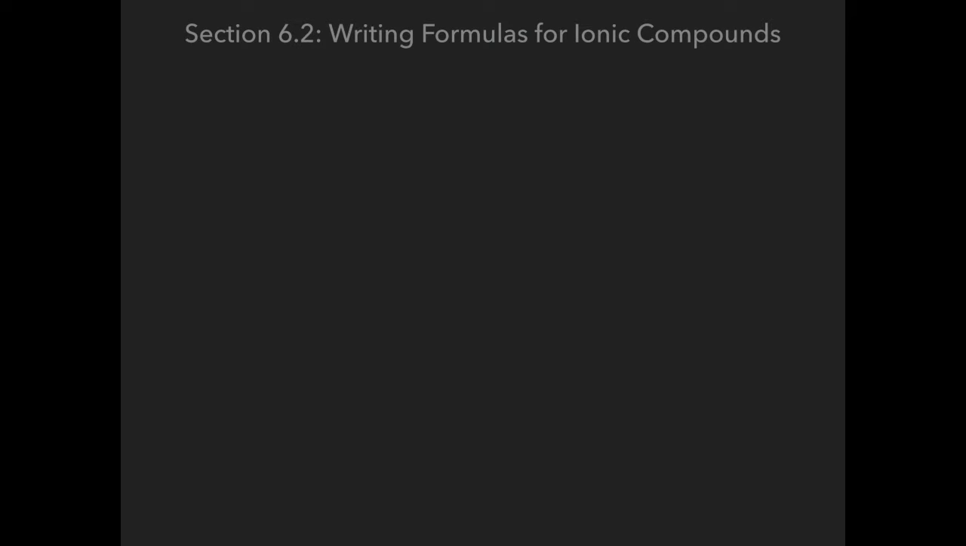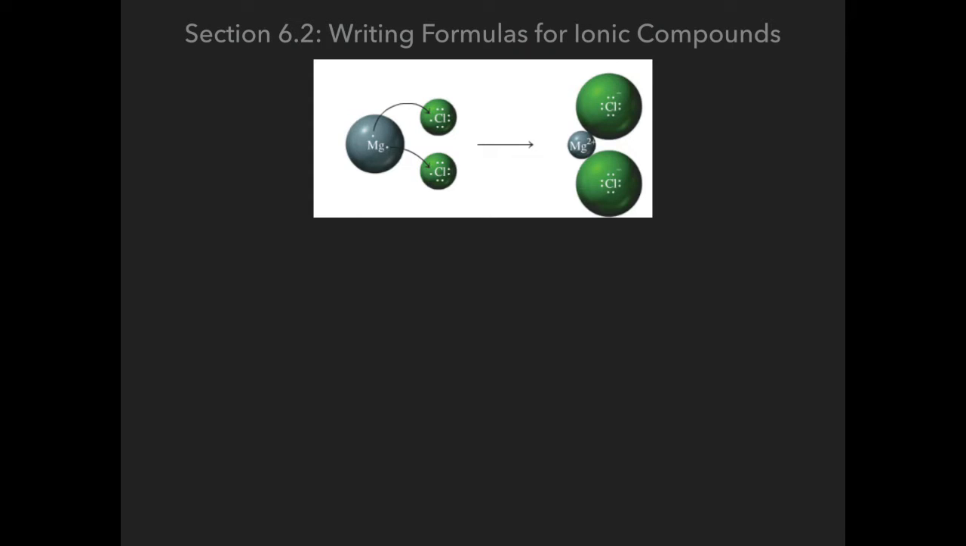So in this video, I'm going to show you how to name and write the formulas for ionic compounds. And so what's happening in an ionic compound? Remember, the metal is donating electrons. So in this example, magnesium is donating its 2 valence electrons.